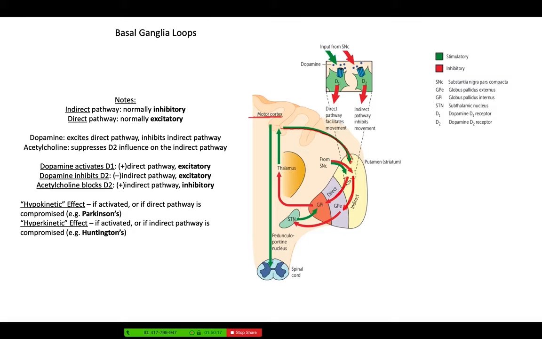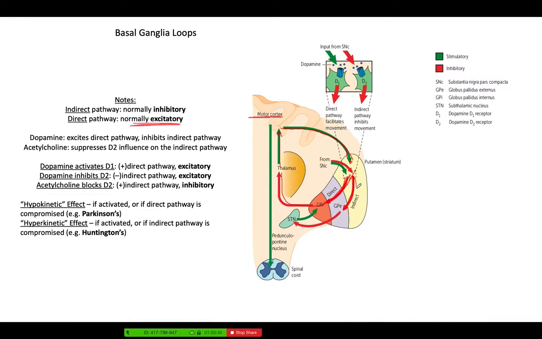And so here you can see in our direct pathway, it's going to synapse on the globus pallidus interna. From the globus pallidus interna, it's going to send an inhibitory signal to the thalamus, and that will inhibit the thalamus from sending a positive signal here. So overall, we have an overall excitatory pathway here. Our direct pathway is going to be overall excitatory.